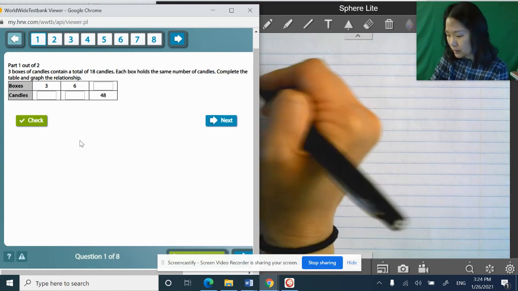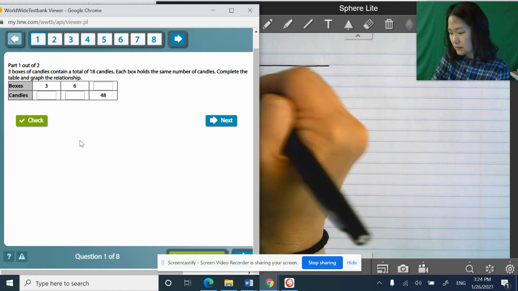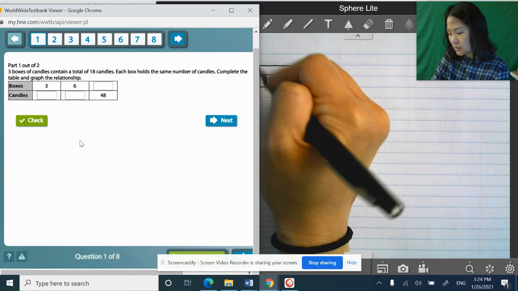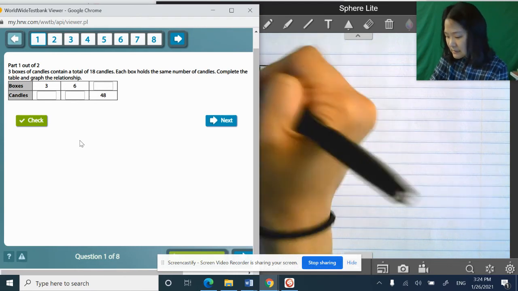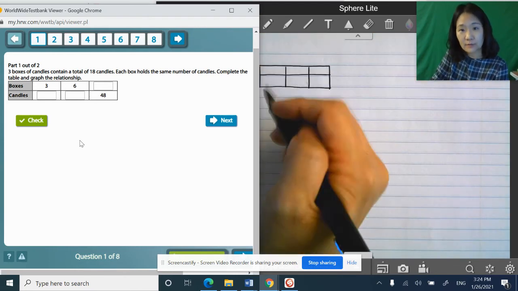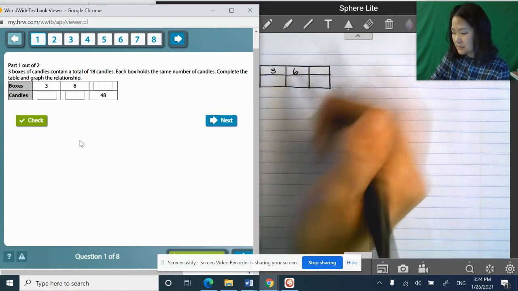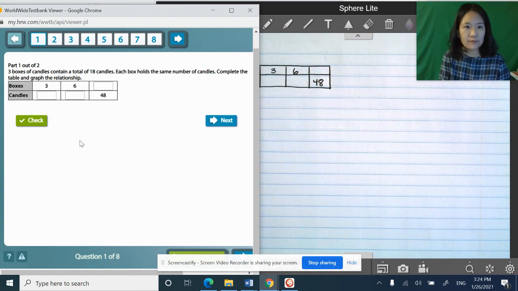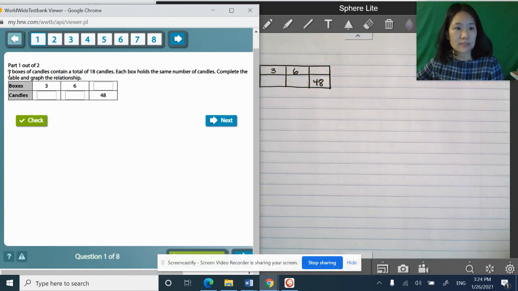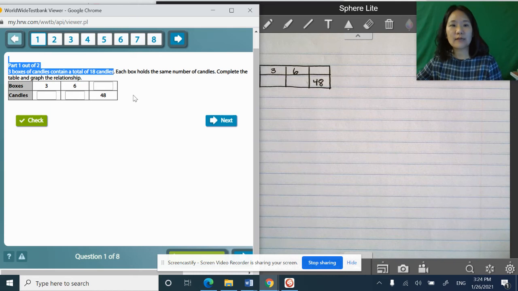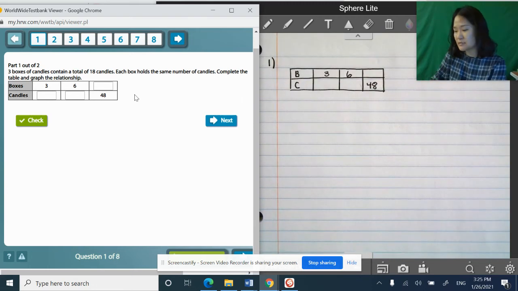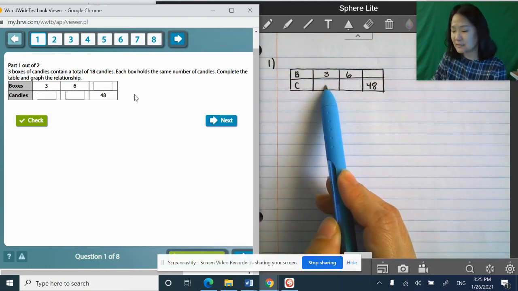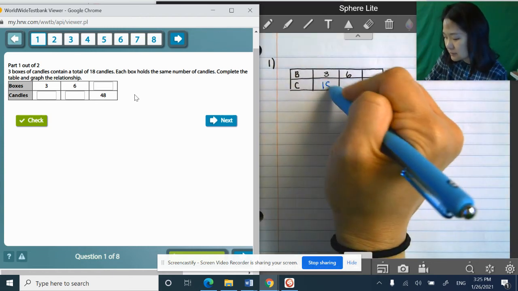So 2 by 4, 1, 2, 3, 4, and I'm gonna just do B for boxes and C for candles. So hopefully you guys can remember that. 3, 6, and 48. Now, if you read, it says three boxes of candles contain a total of 18 candles. So where it says three boxes, we know that it contains 18 candles. So we can go ahead and write 18 right here.